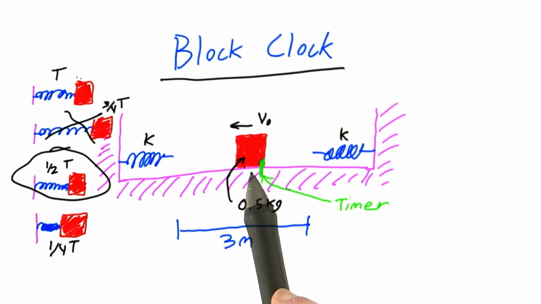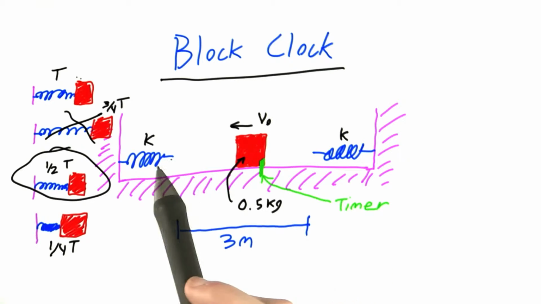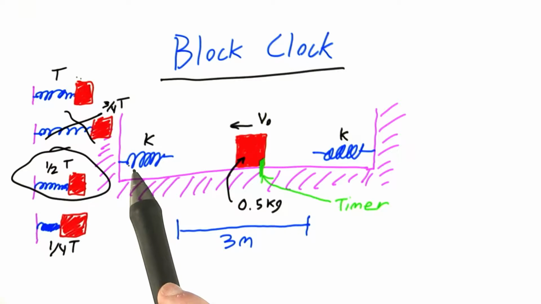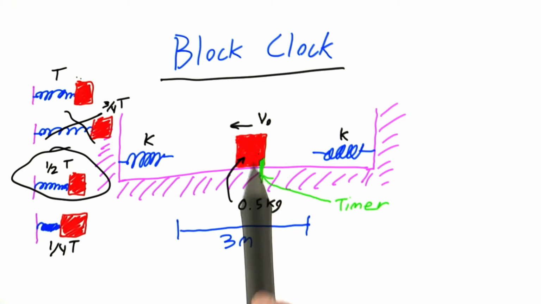So I chose to break this problem down into 3 parts. In the first part, the block is moving from exactly the center where it's just hit the timer over to the spring. In the second part, it's in contact with the spring, compressing it, and then finally extending again. And in the third part, the block is moving to the right, back towards the timer.